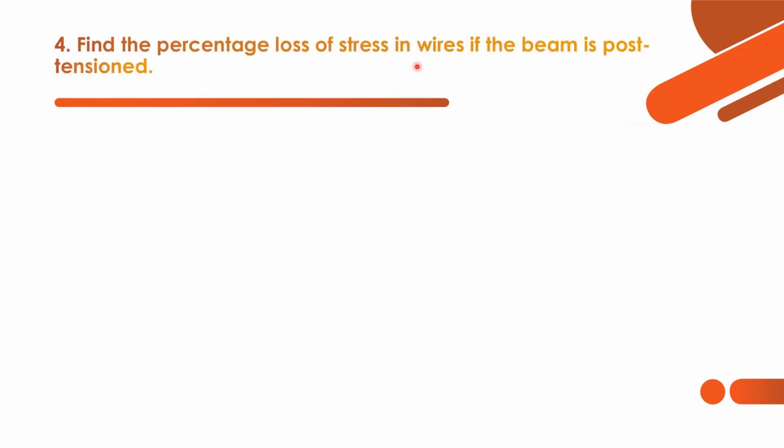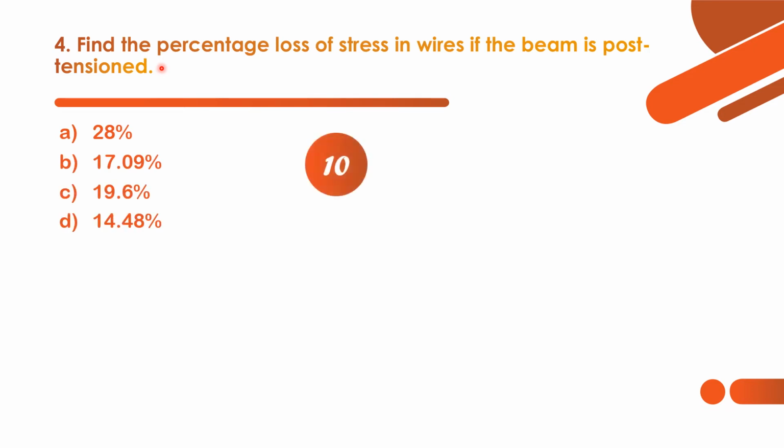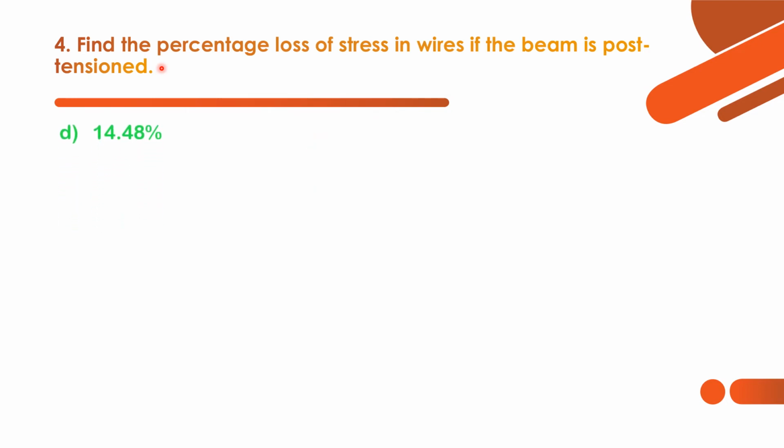Find the percentage loss of stress in wires of the same data given in the previous slide if the beam is post tension. So we saw the calculations and the losses that we have to consider in case of the pre-tensioned beam. In this question they have mentioned post tension. So what are the losses to be considered in case of a post tension beam? That we shall see now. Here the correct option is option D, 14.48%.